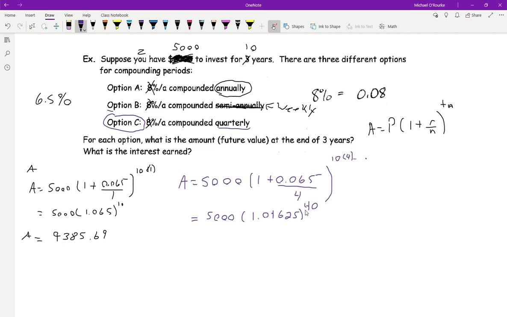Okay, you see what I got there now? So it's 5,000 times 1.0121625 to the power of 40, because 10 times 4 is 40.